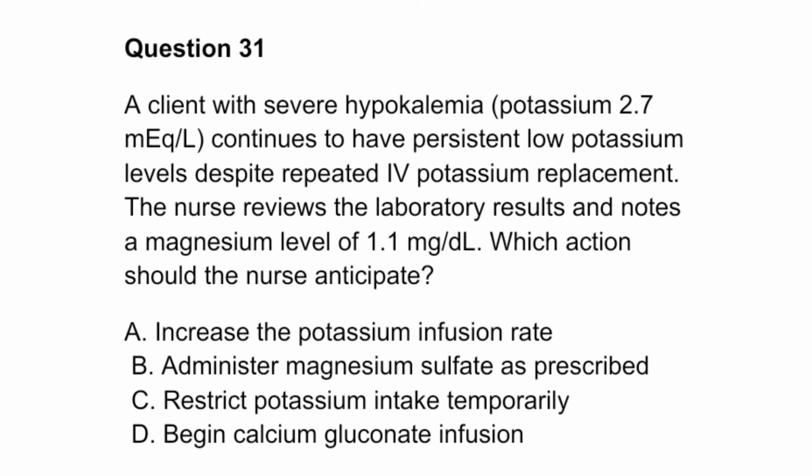Question 31. A client with severe hypokalemia, potassium 2.7 milliequivalents per liter, continues to have persistent low potassium levels despite repeated IV potassium replacement. The nurse reviews the laboratory results and notes a magnesium level of 1.1 milligrams per deciliter. Which action should the nurse anticipate?